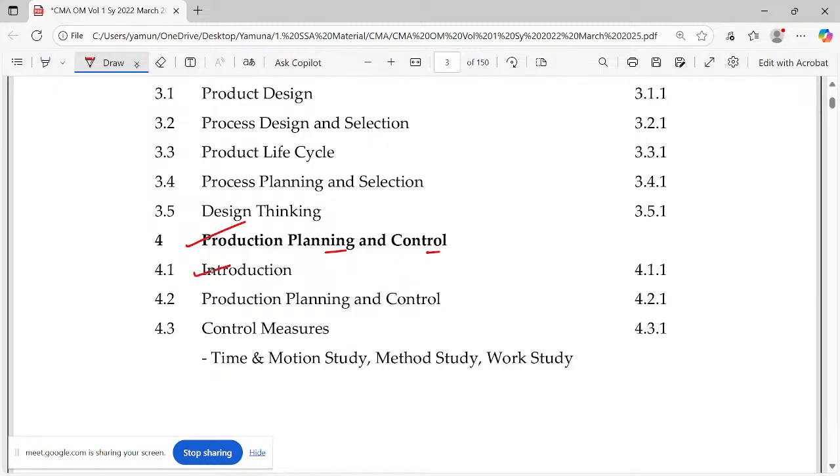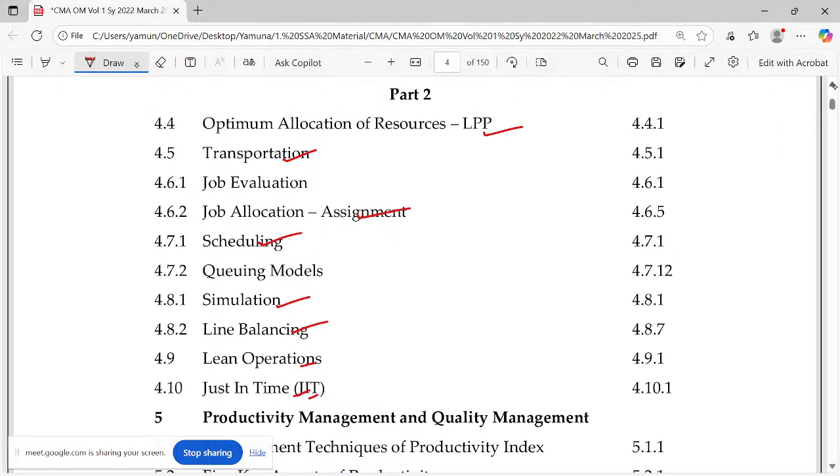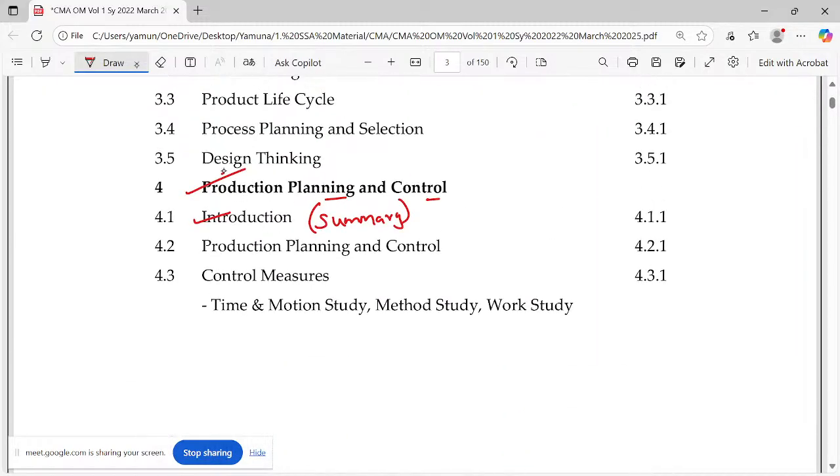Here we'll go for the introduction. Actually, we say it's introduction, but it's not an introduction. It's going to be a summary of the fourth unit. So what all are we studying? Probably we have done all these topics, right? LPP has to be done. Transportation and assignment we have done. Scheduling we have done. Queuing model, simulation, line balancing. All these things are done. All these are related with production planning and control.